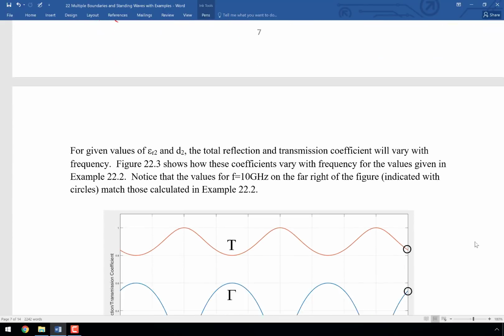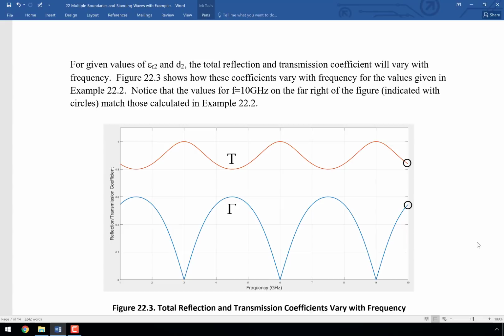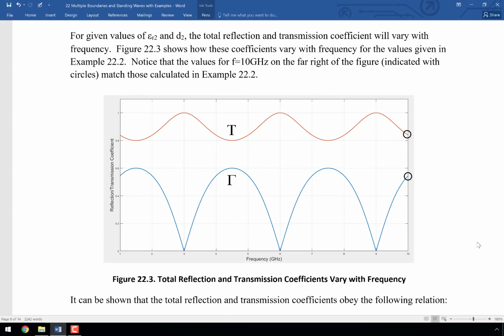So we can actually perform a calculation, and I did this calculation in MATLAB, to see what happens to the reflection coefficient and the transmission coefficient at a variety of different frequencies. I know that it's hard to read this, so I'm going to enlarge it. This is 1 gigahertz, 2 gigahertz, 3, 4, 5, 6, 7, 8, 9, and 10 gigahertz. And if you remember, the previous example that we just did was 10 gigahertz.